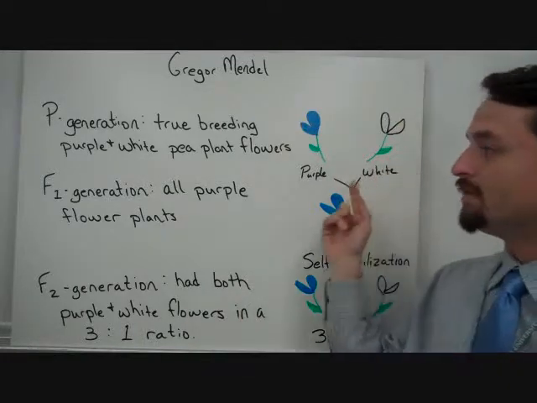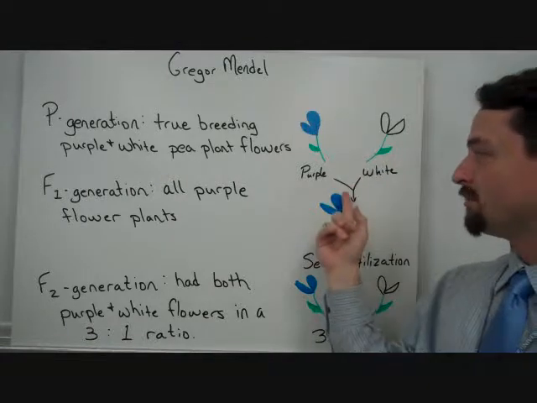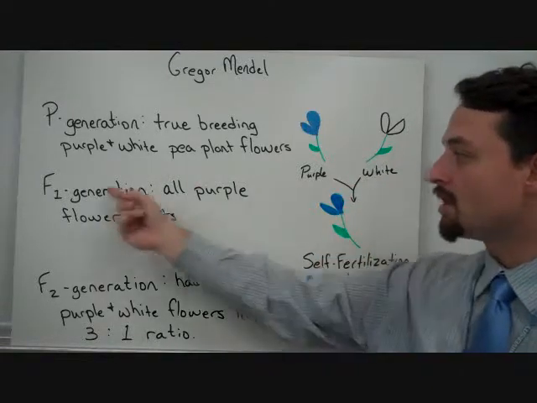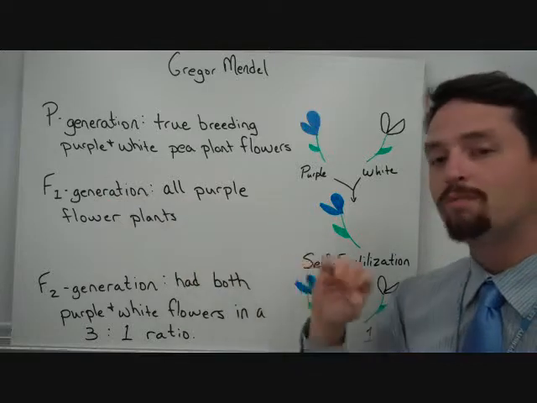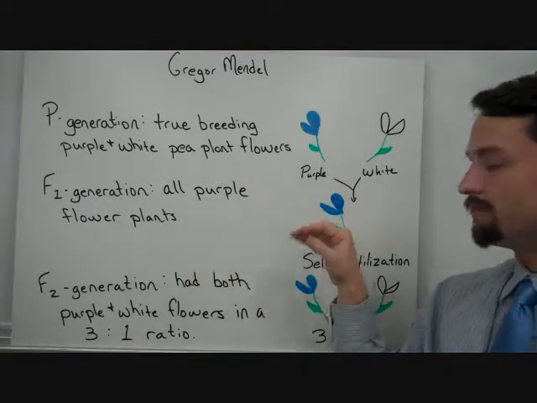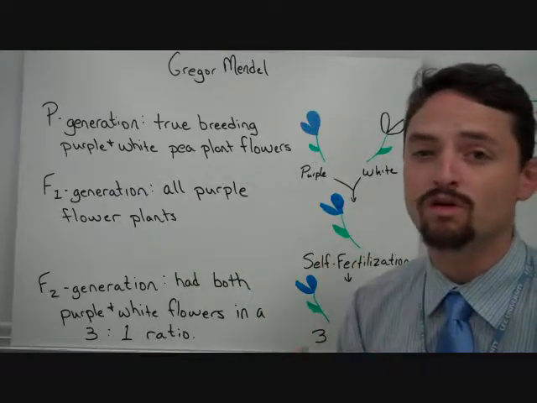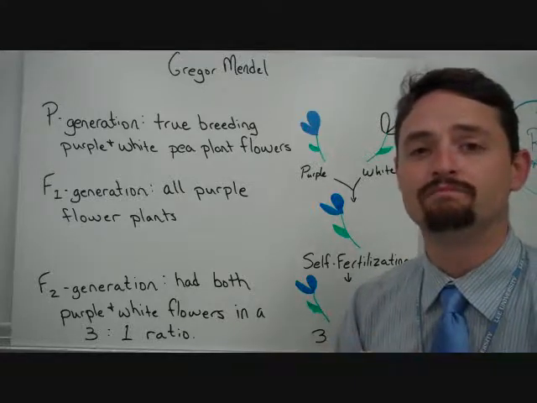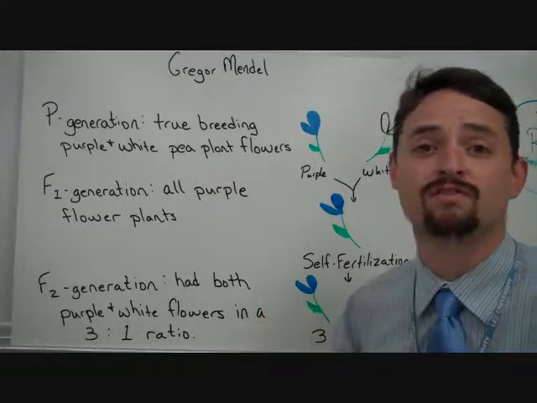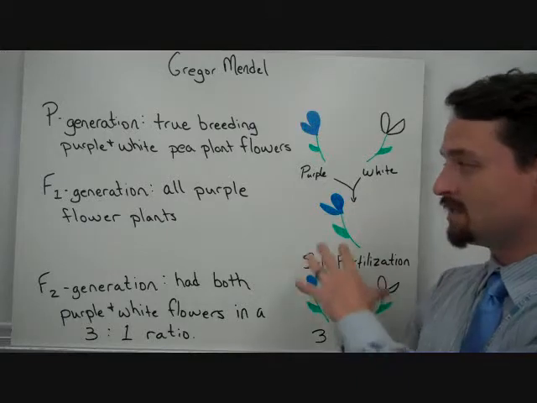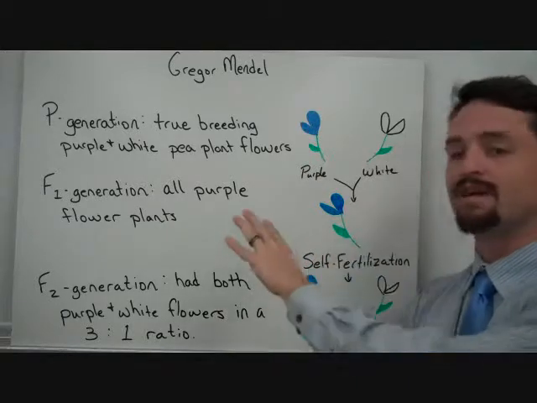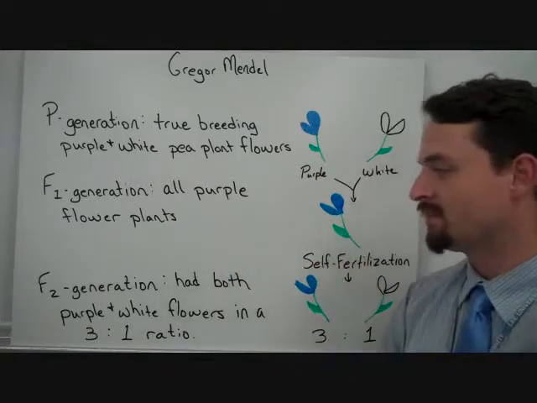Same with the white. So he took those and he crossed them, and he gets what he called the F1 generation, which are all purple flowers. Every one of them. Every generation. And he didn't just do this once or twice. He did this hundreds and thousands of times to get his results. So he said every time he did this, he always got the exact same result.